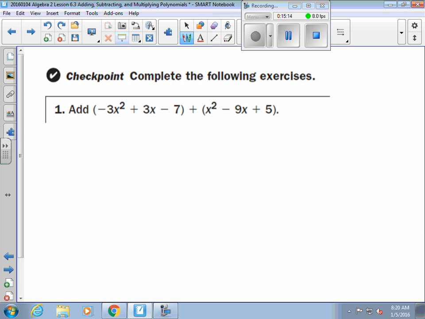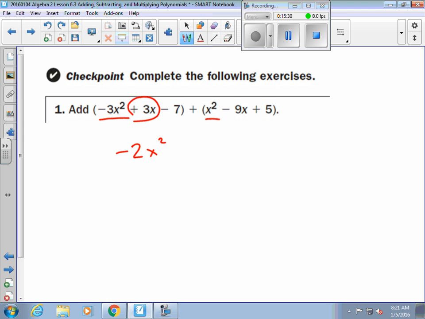Again, went a little bit better than a minute right there. Combine your like terms in this case is what you wind up doing. Negative 3x squared plus x squared. Negative 3 plus 1 is negative 2x squared. There's 1x to the first power.